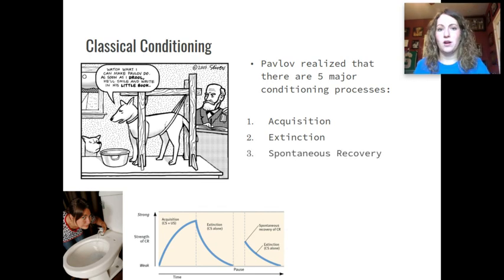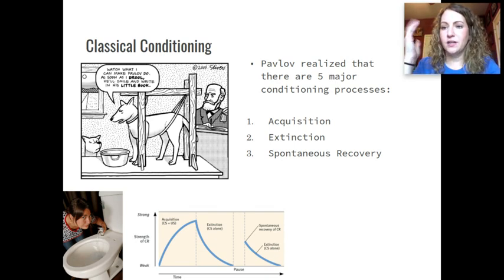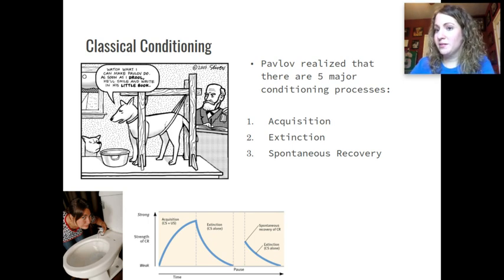Okay, spontaneous recovery. All of a sudden, years pass. Calendar pages fall, the hands on the clock spin, years pass, and you haven't salivated to a bell in years. That's so long ago. But eventually, all of a sudden, out of nowhere, the salivation to the bell comes back suddenly. After extinction, after it had gone away, then it comes back.